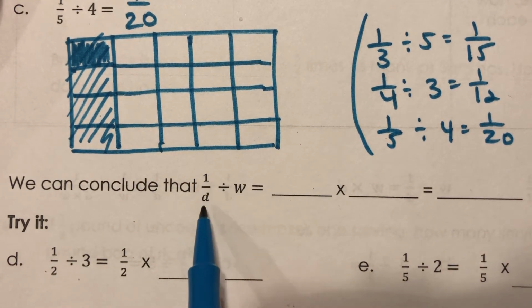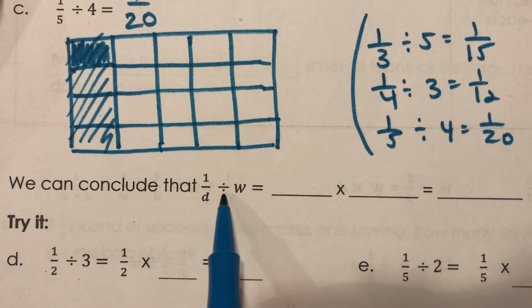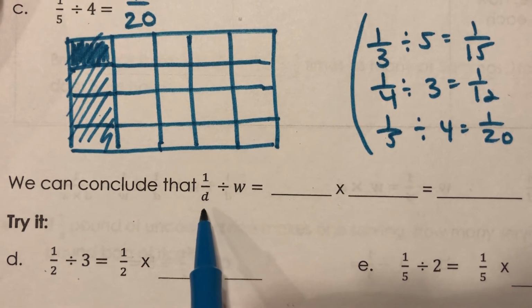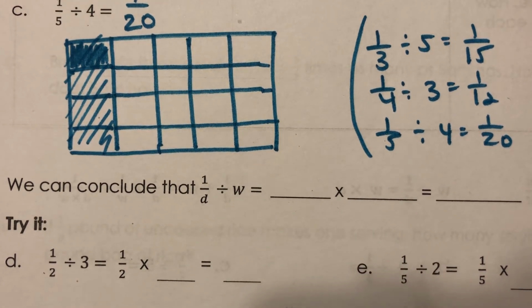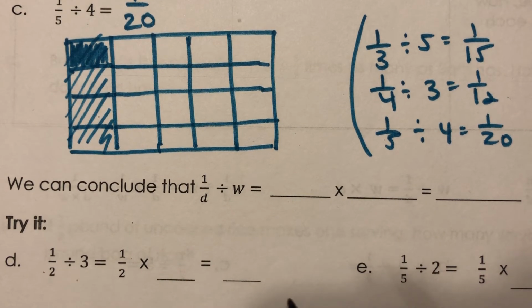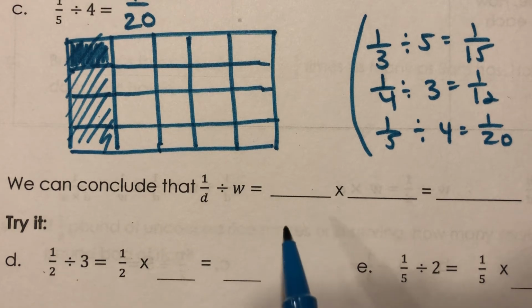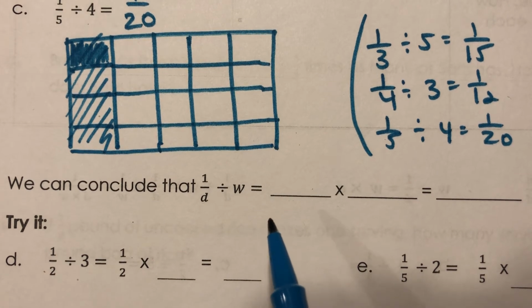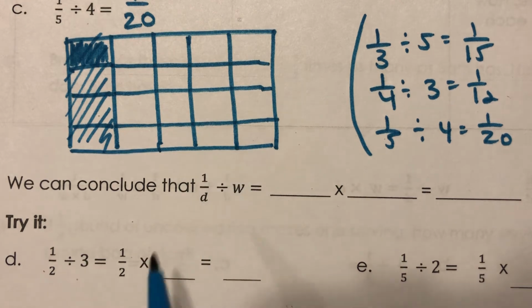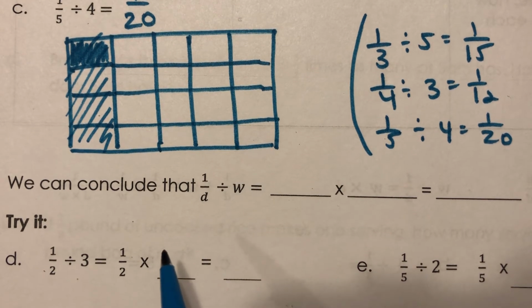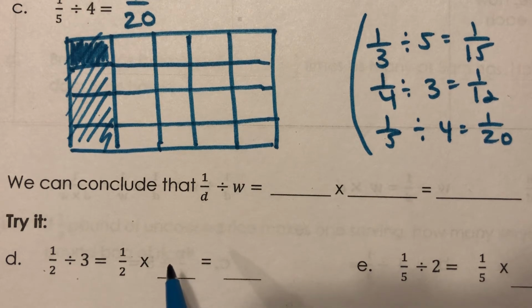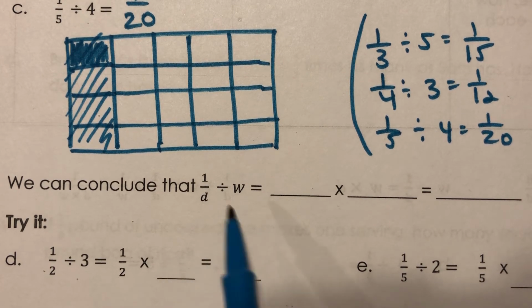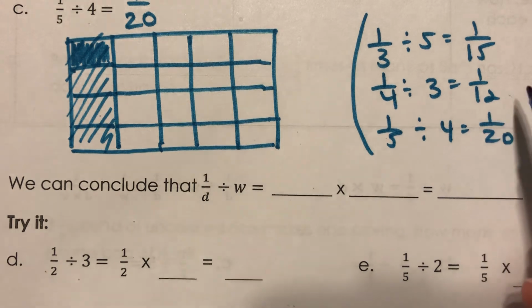And it says 1 over D, it's like a division problem, divided by W equals what times what? So we're looking for this multiplication equation, just like we did with the rest. Like what multiplication equation could we use to solve this instead of drawing the pictures? We can always draw the picture. If we get stuck on a problem, we can always go back and draw that visual model instead of memorizing that rule. But I do want to know what we see.